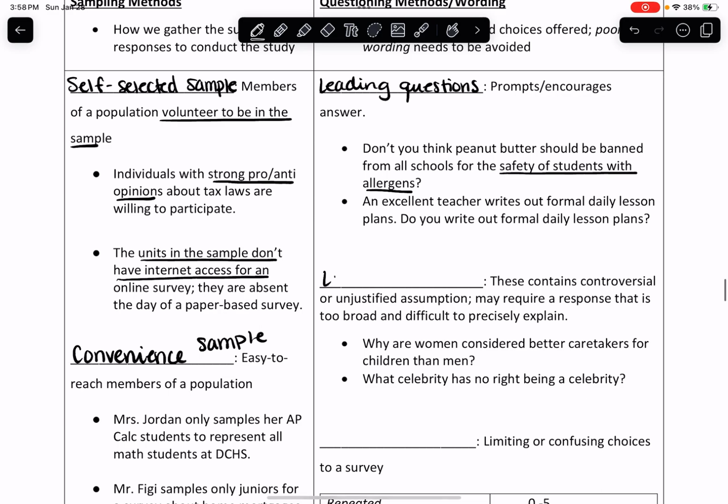There's also loaded questions. In a loaded question, they contain controversial or unjustified assumptions, and they may require a response that is too broad and difficult to precisely explain. So, for example, asking people, why are women considered better caretakers for children than men? That's already assuming that somebody thinks that women are better caretakers for children. Or asking something like, what celebrity has no right being a celebrity? That's a very broad question and might require a lot of specific details in order to answer fully.